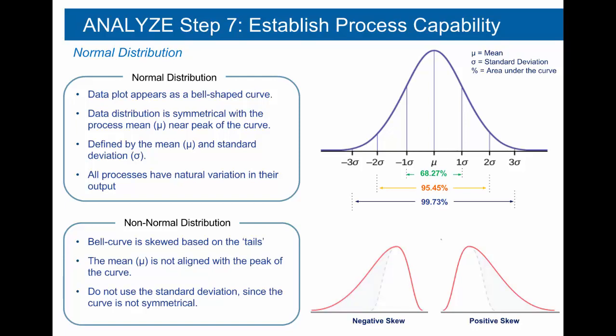Non-normal distribution is a bell curve that is skewed based on the tails. As you can see, there can be a negative skew or a positive skew. Also, the mean is not aligned with the peak of the curve. It does not use standard deviation since the curve is not symmetrical.